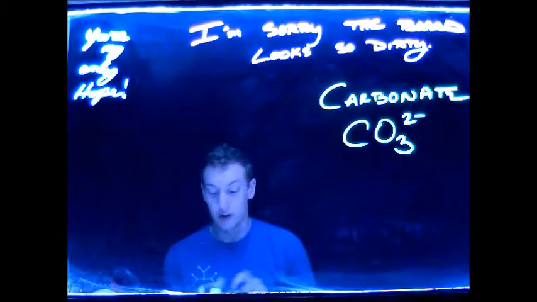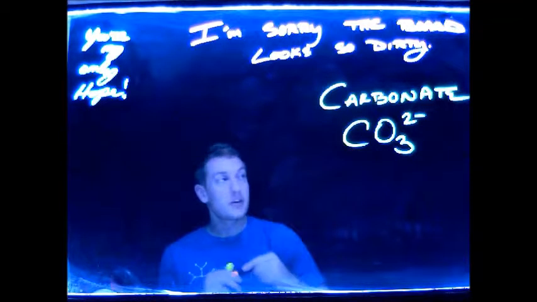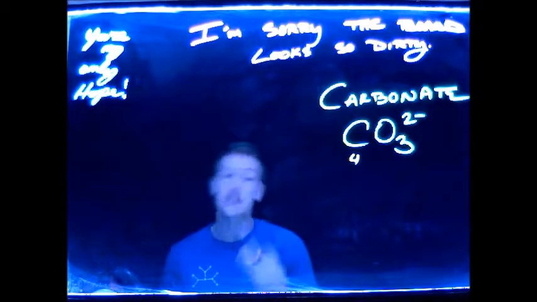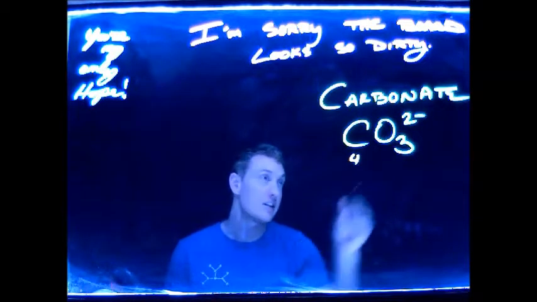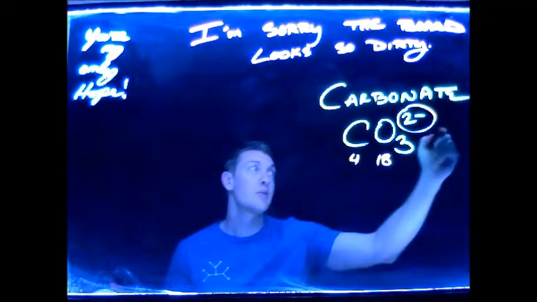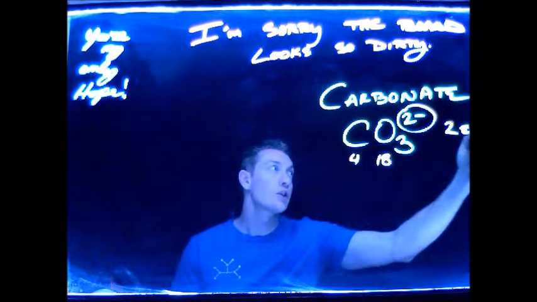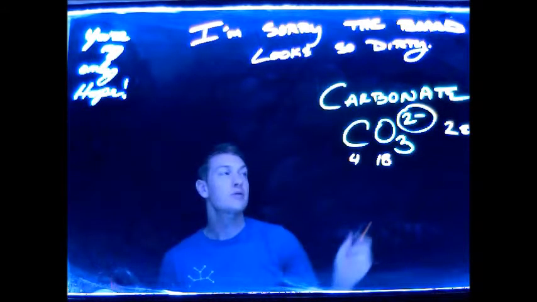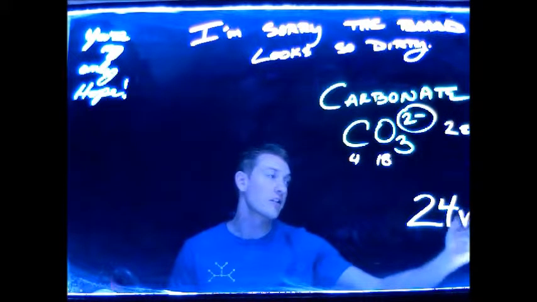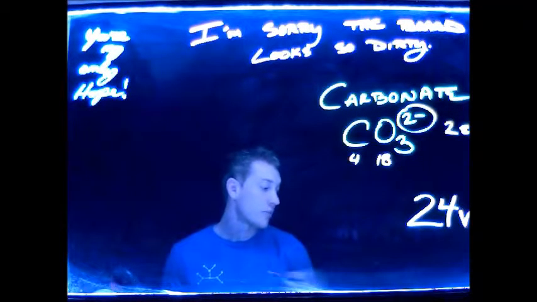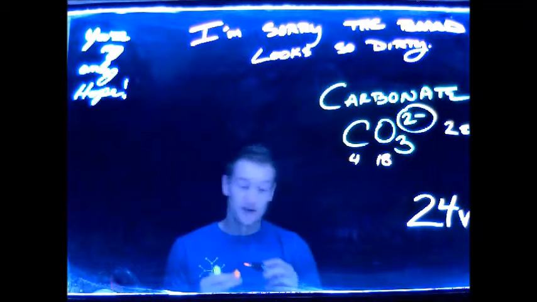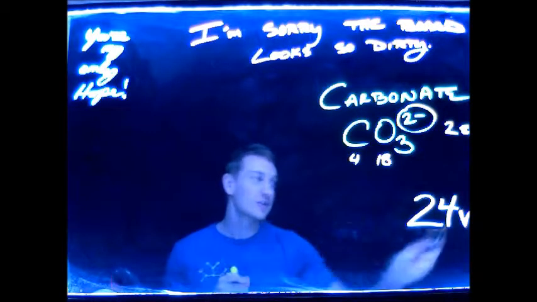Now that 2 minus is going to influence the way that we get to draw this polyatomic ion molecule. All right. So carbon has 4 valence electrons. Oxygen has 6 valence electrons. There are 3 of them, so that makes 18 more. And then you've got this 2 minus. That means you have 2 extra electrons. So we've got 4 and 18 and our 2 extra, so that is 24 valence electrons to work with while I'm building.